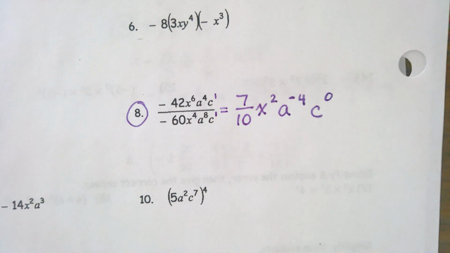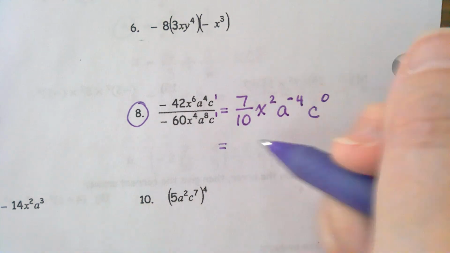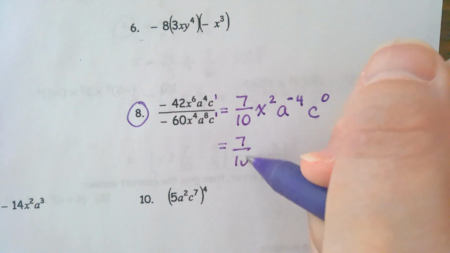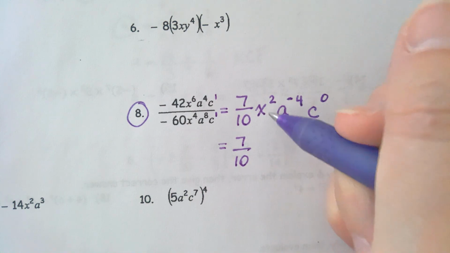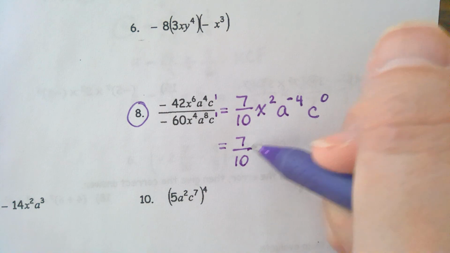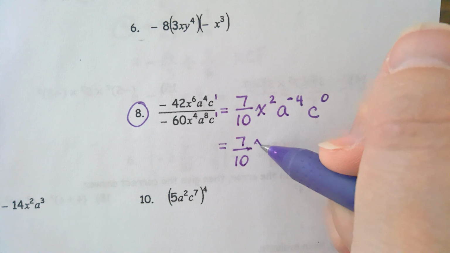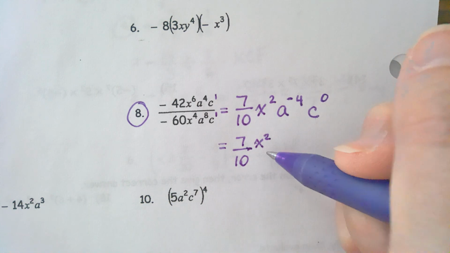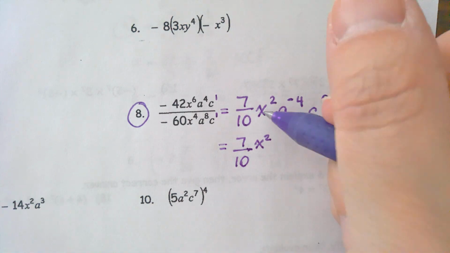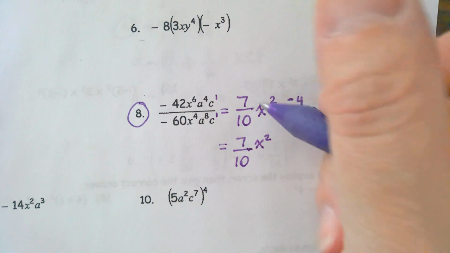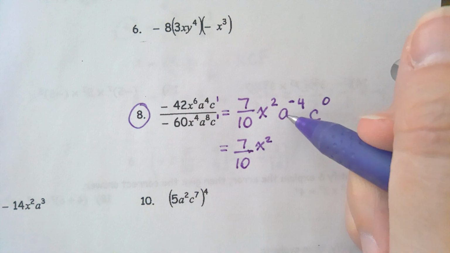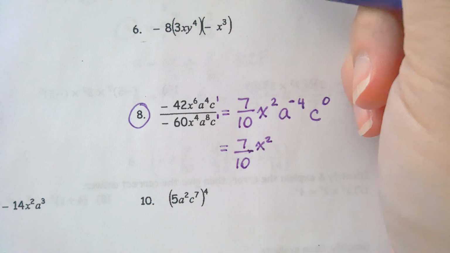I'm just writing this because I'm showing every single step. So 7/10, x to the 2. X to the 2, I can just write it beside it if I want to. Or I can write it to the numerator. It's the same thing. So on the side or on the top. Just like what we were talking about up here.